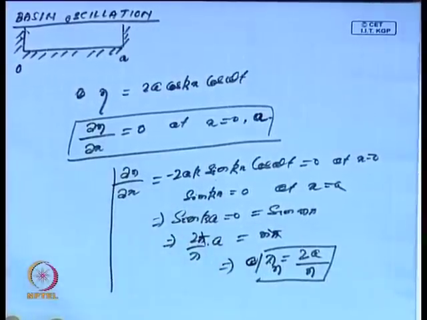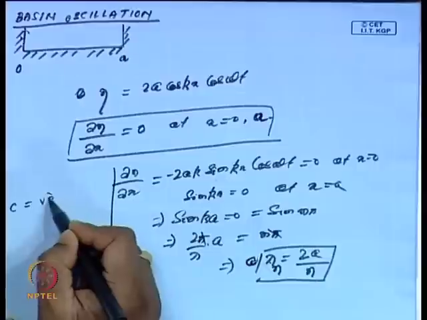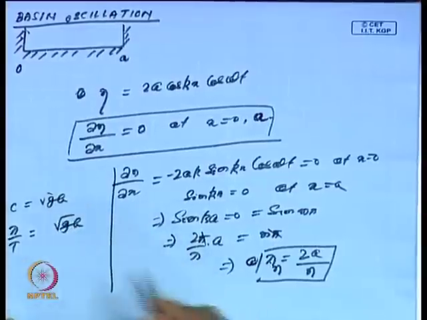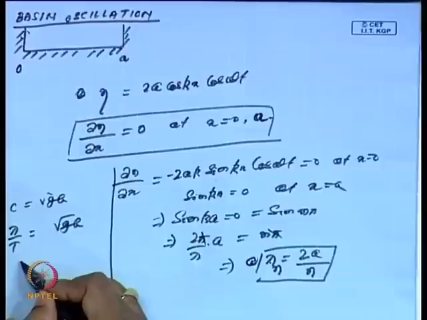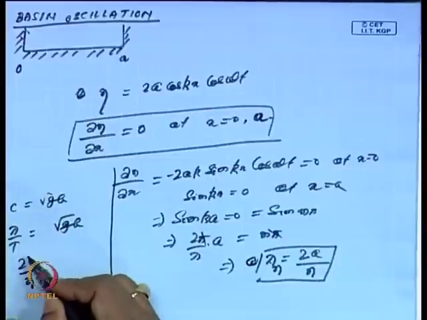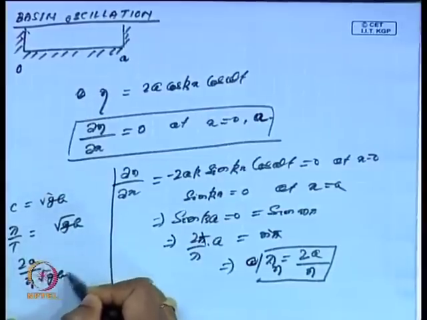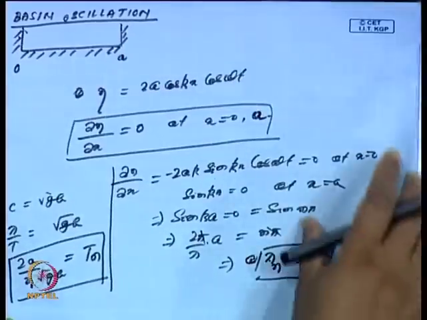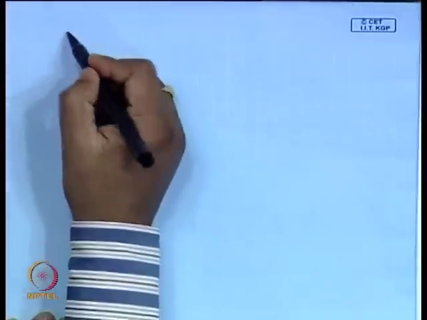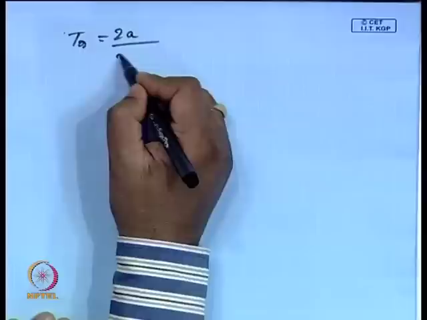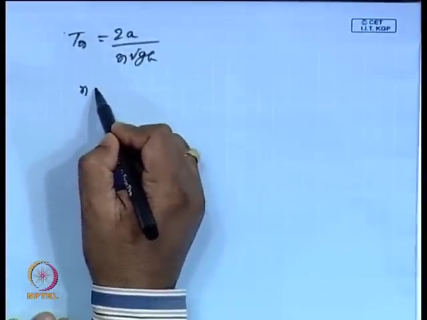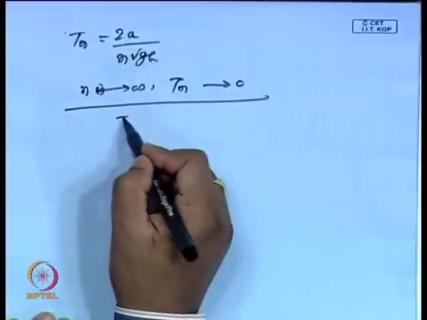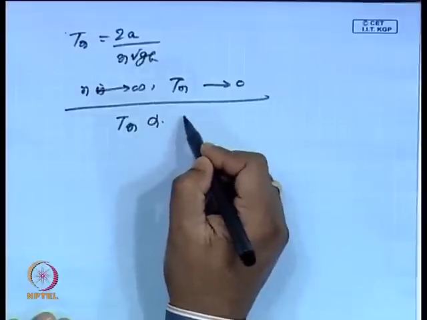Then if I look at this, C is root gh, and C is λ by T, so T is λ by root gh. If I put λ as λn, 2a by n, into root gh, this becomes Tn. So in this case what we are observing is that Tn is 2a by n into root gh. When n is increasing, tending to infinity, Tn is tending to 0, and Tn also varies as 1 by root h.